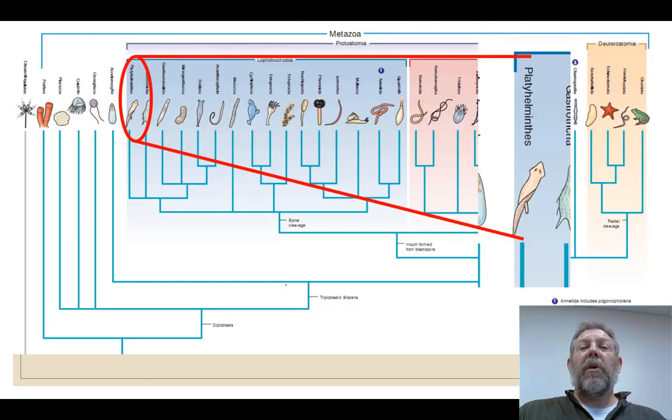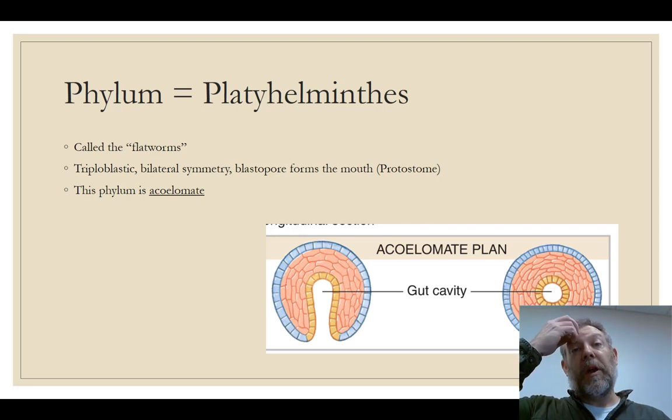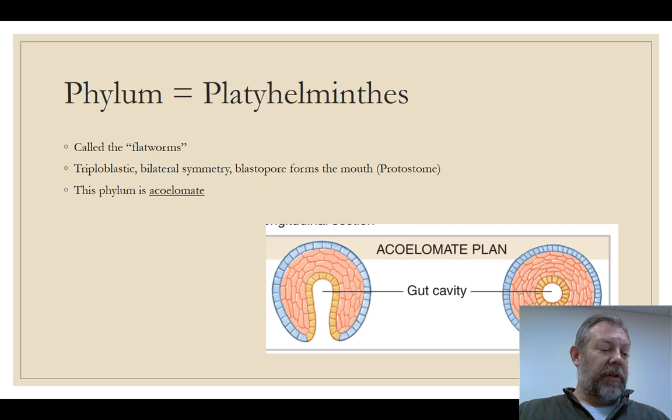And so today we're going to look at our first protostome, and this is the phylum Platyhelminthes. These are the flatworms. Of course, they're triploblastic, and they have bilateral symmetry, and the blastopore forms a mouth, so they have all the protostome characteristics, but they don't form a coelom. They don't have a coelomic cavity. And so they're acoelomate.